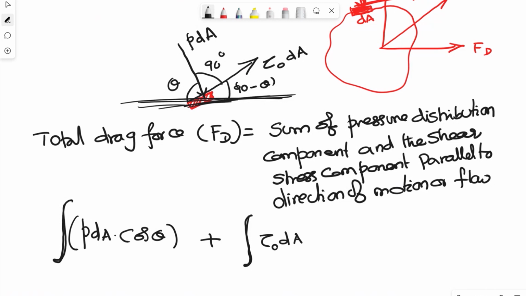That component is cos of 90 minus theta, that is sine theta. How has sine theta come? Now you see this is 90 minus theta. So taking the x direction, the integral of tau dA sine theta will give you the sum. This is the total drag force.